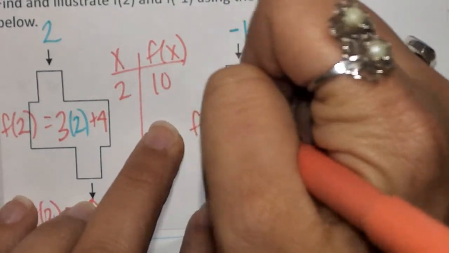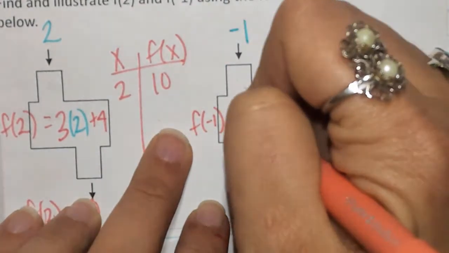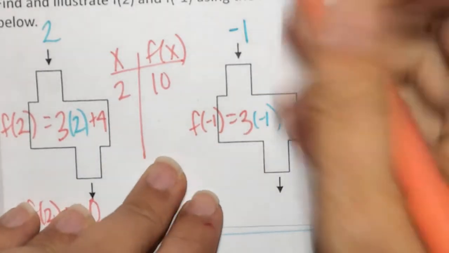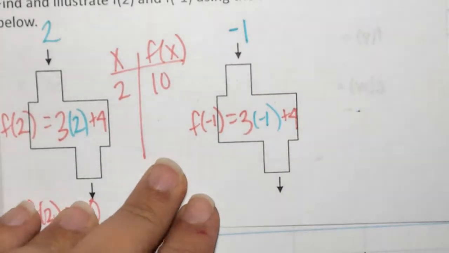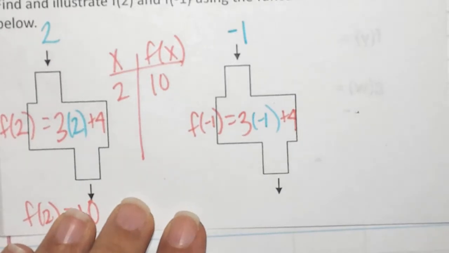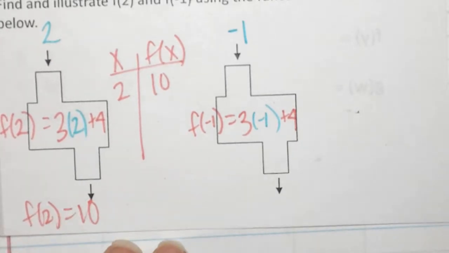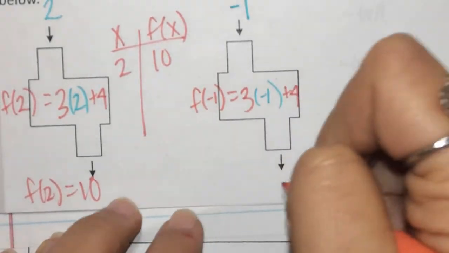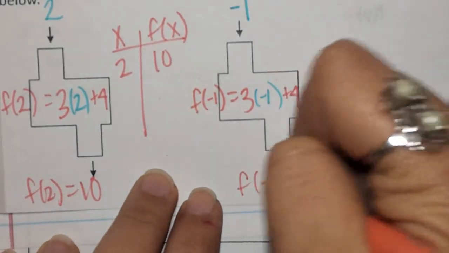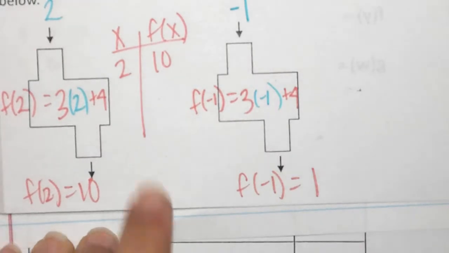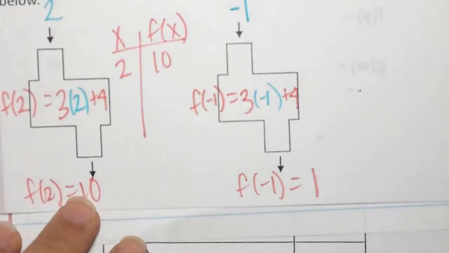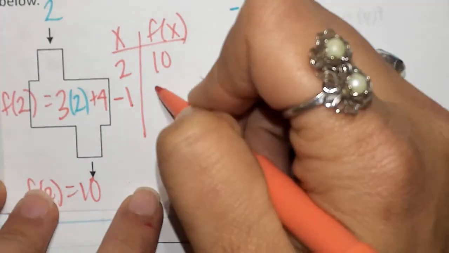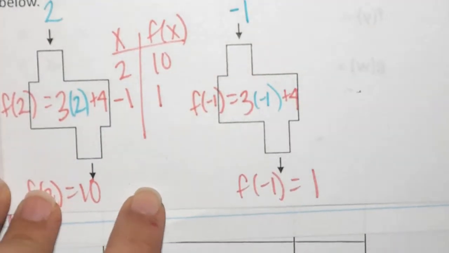So you're going to say f at -1 equals 3 times -1 plus 4. Equals. What's 3 times -1? And what's -3 plus 4? 1. Positive 1. So f at -1 equals 1. What would I write over here on my table this time? X is -1, y equals 1. Yeah, that's it.